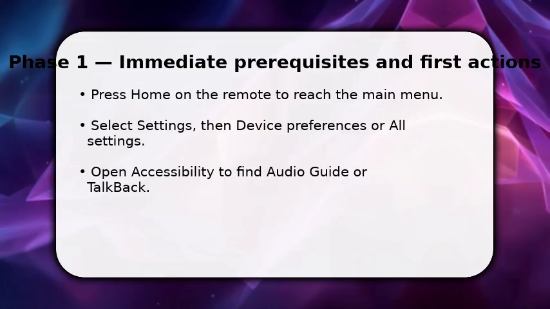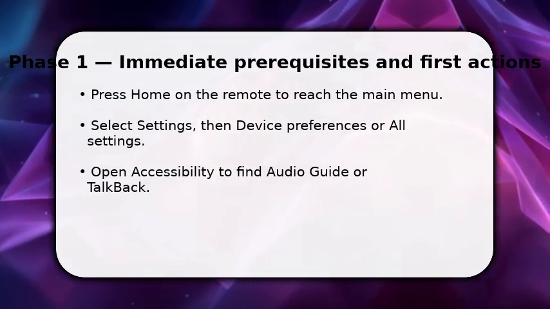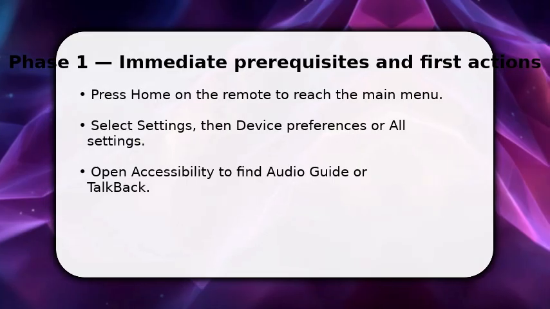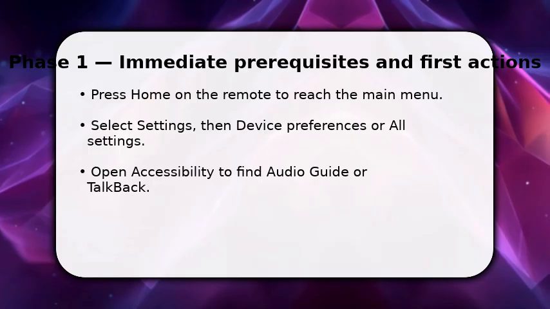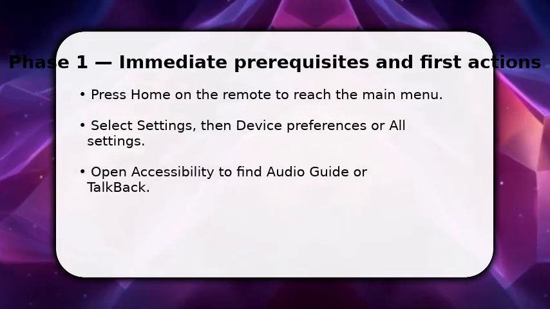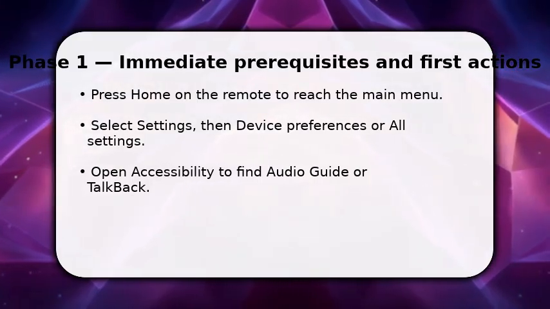Navigate into Accessibility. Make sure you can see options like Audio Guide or Talkback, because that specific label controls spoken feedback. Now stop and confirm you have the remote focused on the TV. You'll need it to toggle the feature off in the next step.